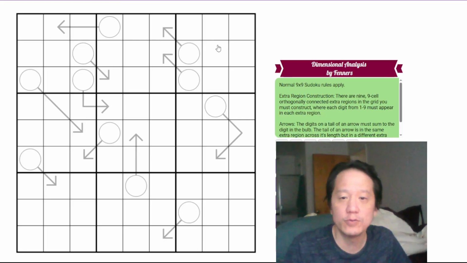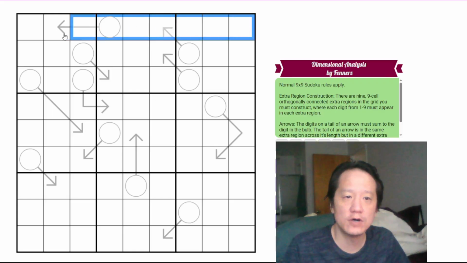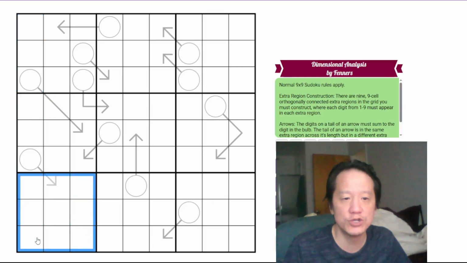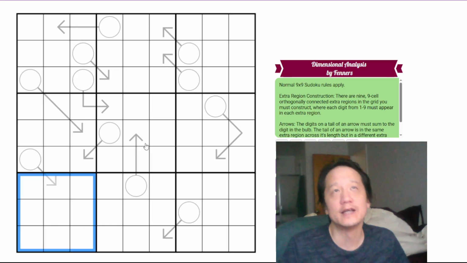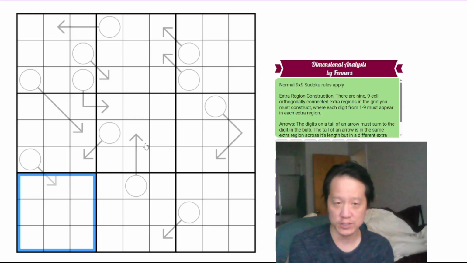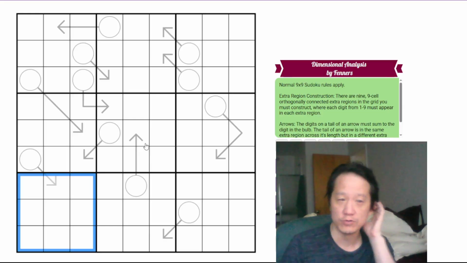Normal 9 by 9 Sudoku rules apply, which means fill the entire grid with the digits 1 through 9 such that there are no repeats in any row, column, or designated 9-cell region. We also have an extra region construction, which is basically like chaos construction, but on top of a normal Sudoku grid.